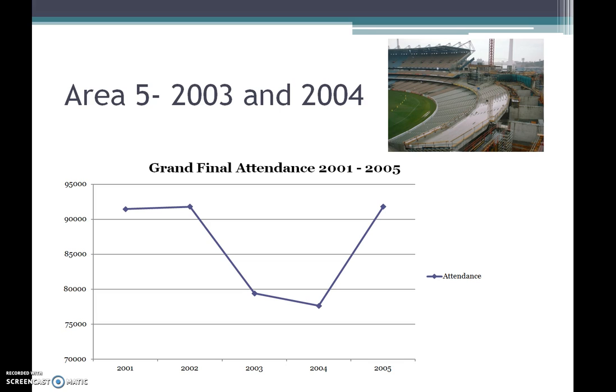So Area 5, 2003 and 2004. Grand Final attendance for these 2 years dipped significantly, close to 15,000 fewer people. First off, I thought this could have to do with the two teams competing in those Grand Finals, which were Brisbane and Collingwood in 2003, and then Brisbane and Port Adelaide in 2004. But on further investigation, I discovered that the MCG was actually being renovated in those 2 years in preparation for the 2006 Commonwealth Games. So the ground for 2003 and 2004 was actually at maximum capacity for that time, which was just below 80,000 people.